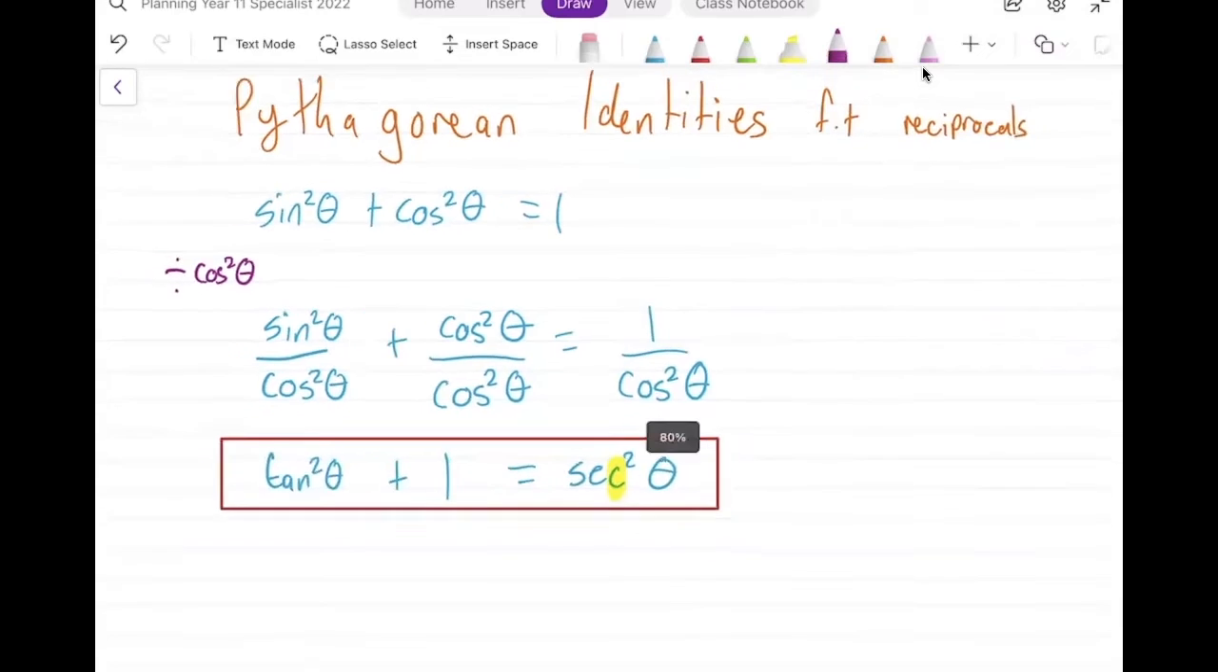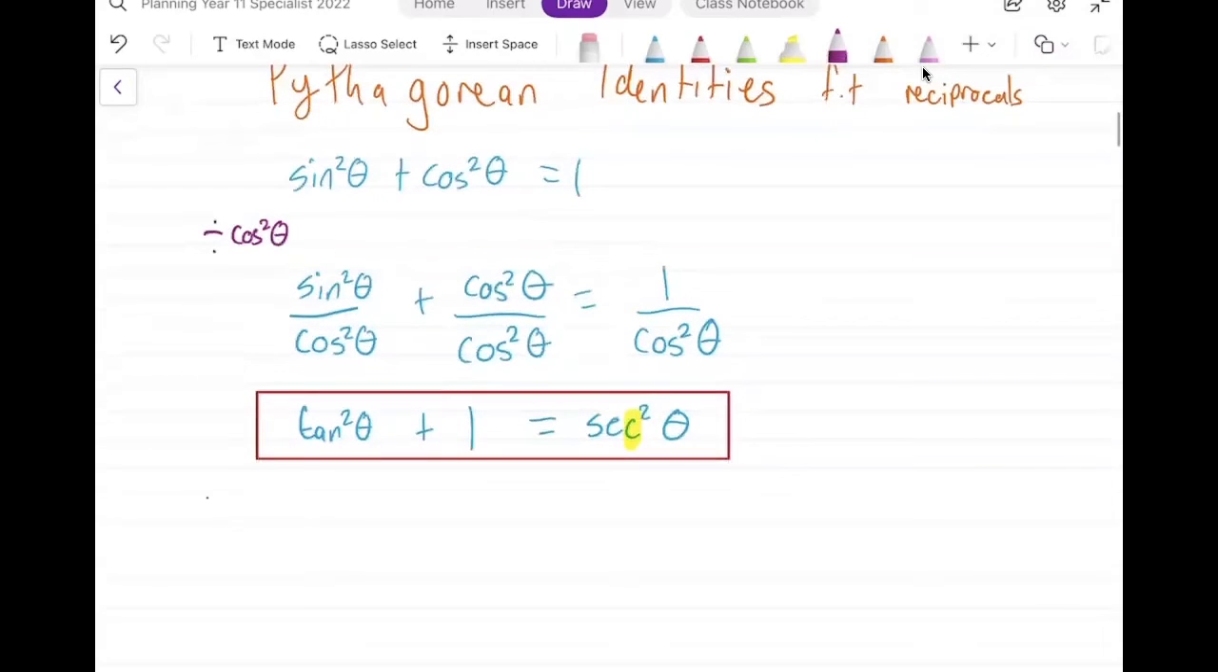And some of you might be able to think about what we're going to do now. We are also going to divide by sine squared theta. I'm going to get our second one that way. Now, if you like, feel free to pause this video. You can do this yourself, and then you can just check to make sure you got the idea right.